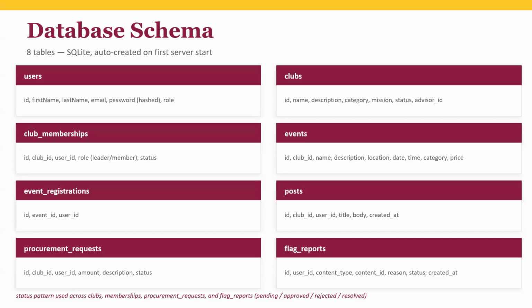And then we have flag reports. This is how users will be able to report content that they don't think should be on the site or is not friendly for other people to see. It's a very important thing for managing content on the site, especially for a university. We don't want offensive material to be on there.